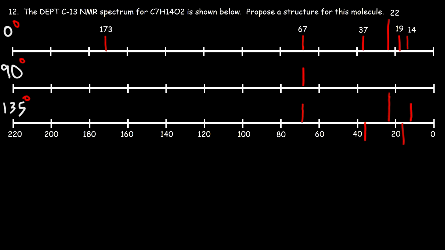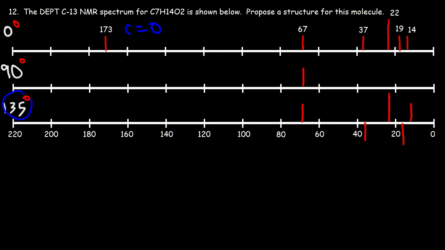Number 12. The DEPT C-13 NMR spectrum for C7H14O2 is shown below. Propose a structure for this molecule. What we need to do is determine which signals correspond to a CH3 carbon, a CH2 carbon, a CH carbon, or a C carbon. Now, we know this corresponds to a carbonyl group. It can't be an aldehyde, because an aldehyde would show up around 200, so it's not a CH carbonyl group. It's just a C carbonyl group.